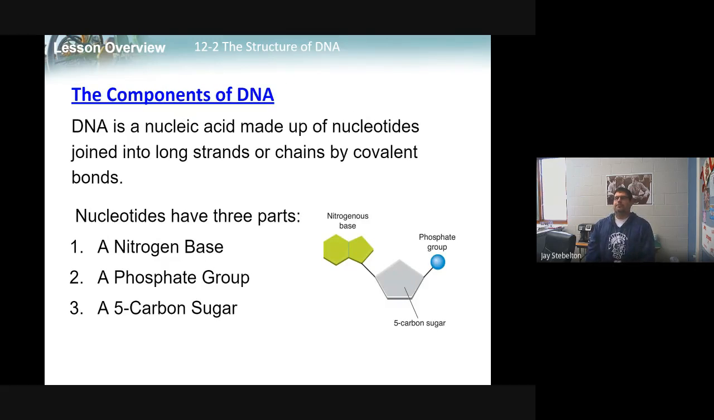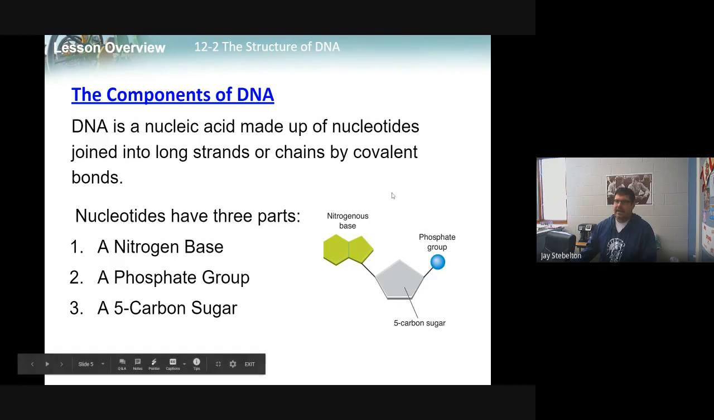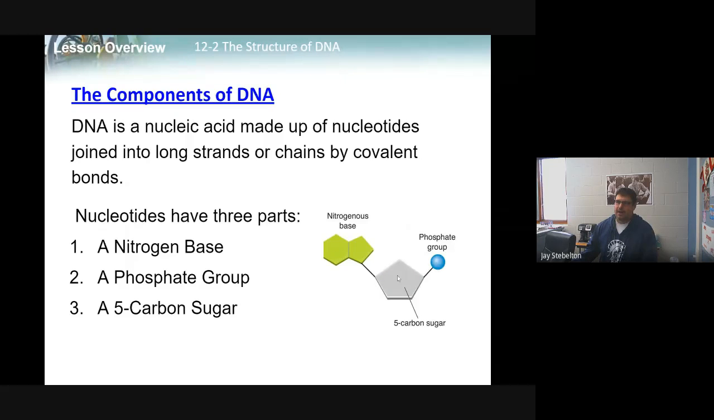Okay, so here are the components of DNA, or the smaller parts that make up the DNA ladder. DNA is made up of nucleotides, and a nucleotide has 3 parts. Again, DNA is made up of nucleotides, and the nucleotides are all chained together to form each side of the DNA ladder. Now, it's made up of 3 parts.